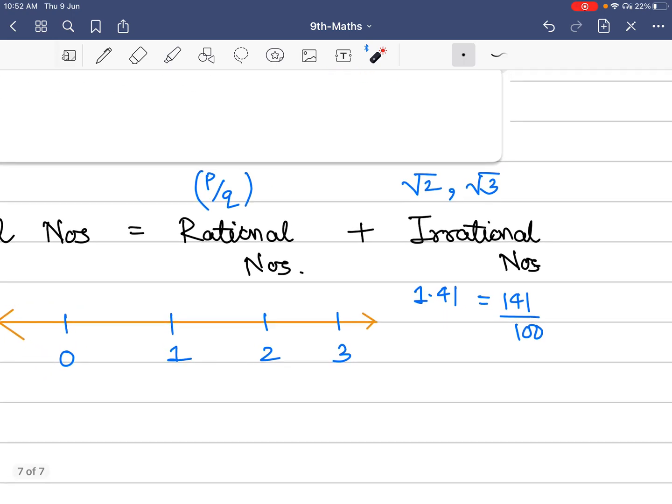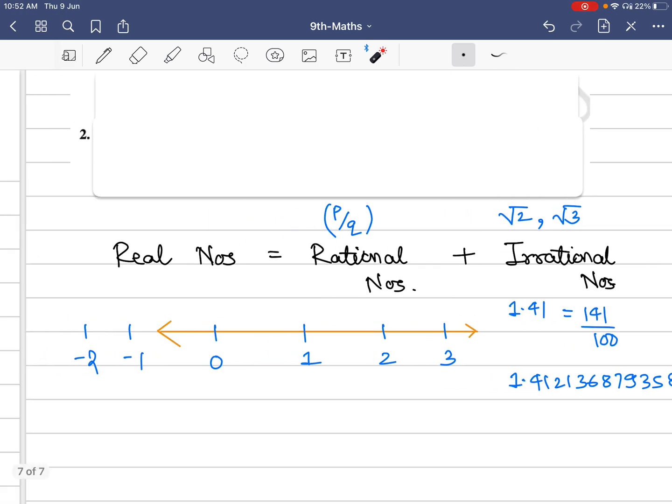However, if I consider a number something like 1.412136879358 and so on, you see the digits after the decimal point are infinite, they do not stop. A number of this format can never be expressed in the form of p by q. Hence it is called an irrational number. So root 2 is one example of an irrational number, root 3 is another example.